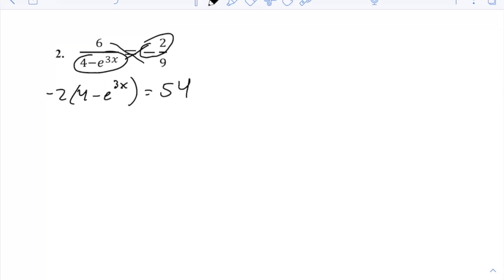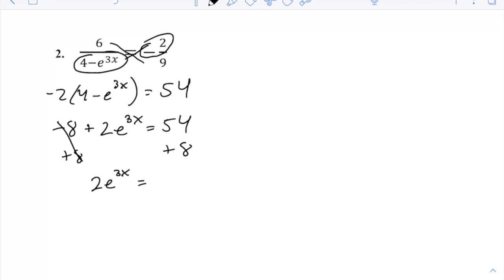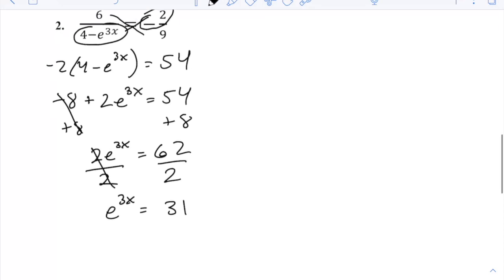This negative 2 you could distribute now, or you could divide by it. I suspect a lot of people would distribute. Does not matter to me. If you distribute, then you're right here. You add 8 to both sides. Again, we're trying to isolate that exponential, so I'm doing as much algebra 1 as I can. 54 plus 8, that's 62. Still not isolated. One more algebra 1 step I can do. Divide by 2. And now you've got e to the 3x is equal to 31. And there my algebra 1 has run out.